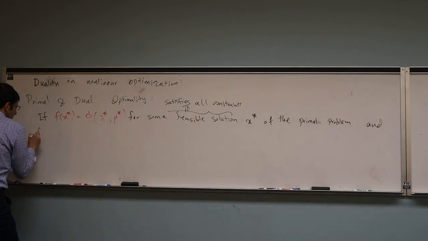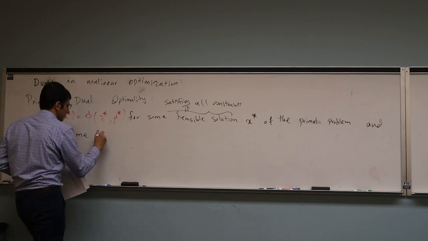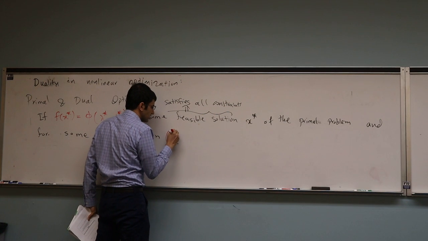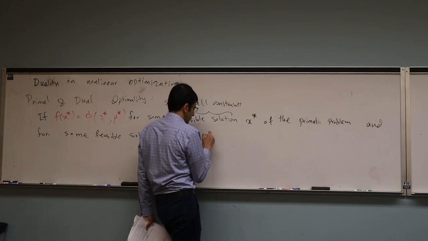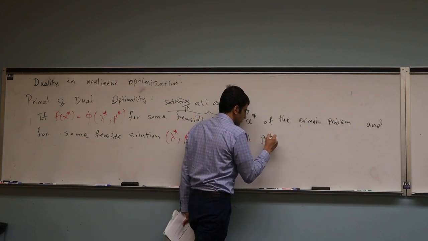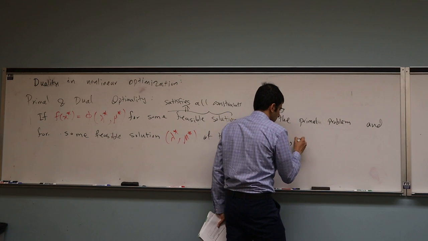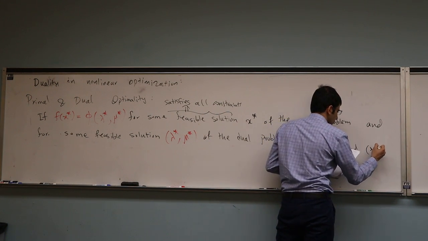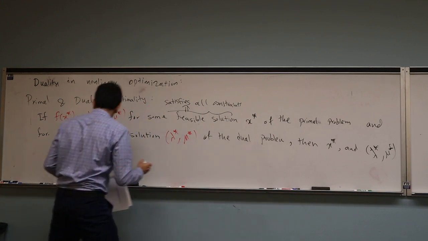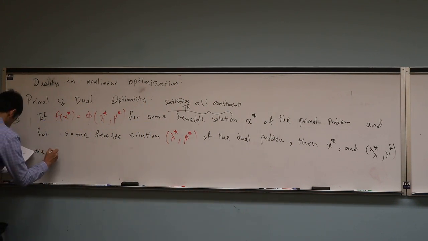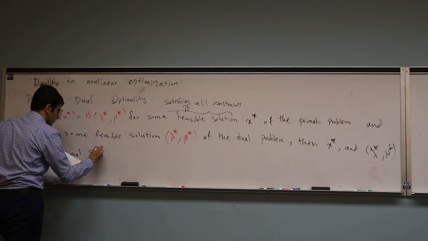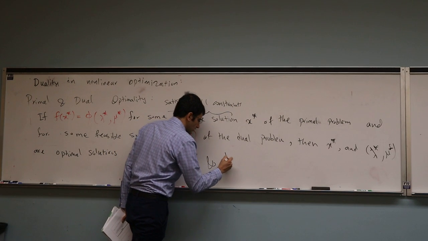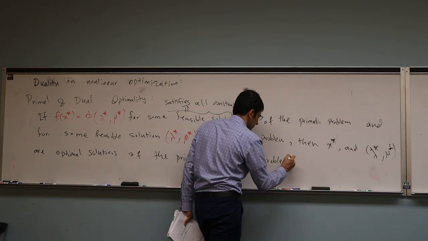And for some feasible solution, let's say lambda star and mu star of the dual problem, then x star and lambda star mu star are optimal solutions of the primal and dual problems respectively.